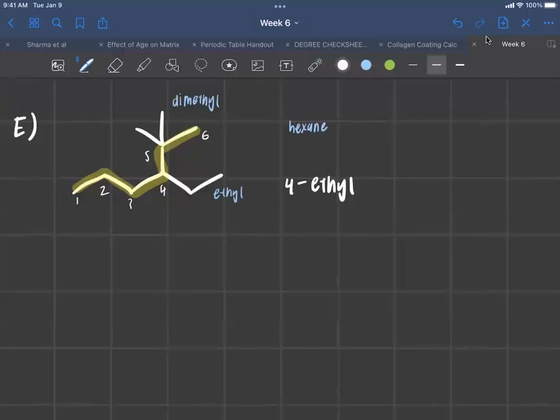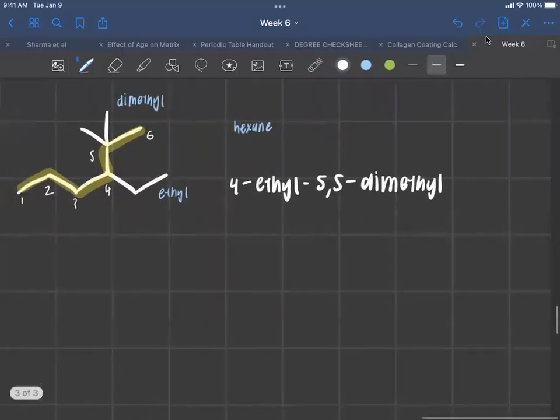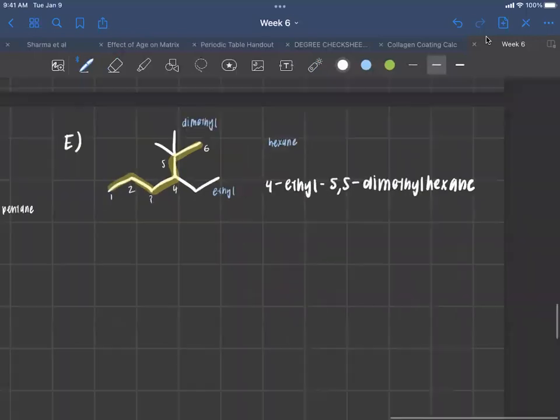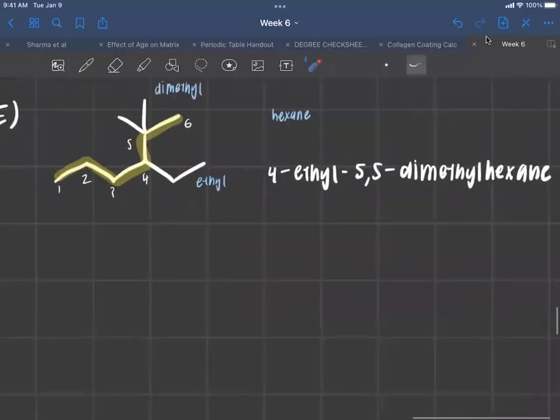And then we have our methyl group on carbon 5. But we have both our methyl groups on carbon 5, so we can just say 5,5-dimethyl. And just slapping on our parent chain, hexane. So the name of this molecule is going to be 4-ethyl-5,5-dimethylhexane.